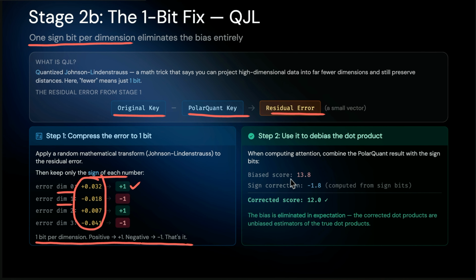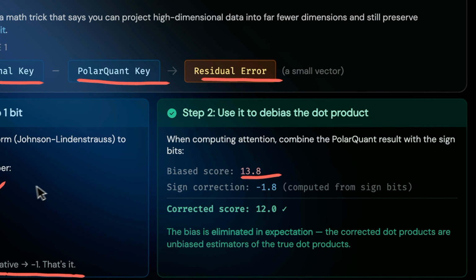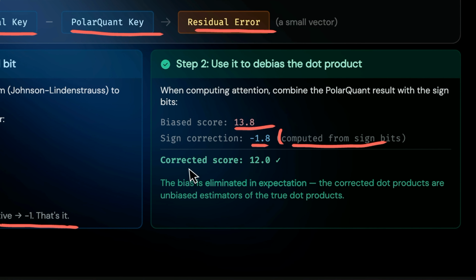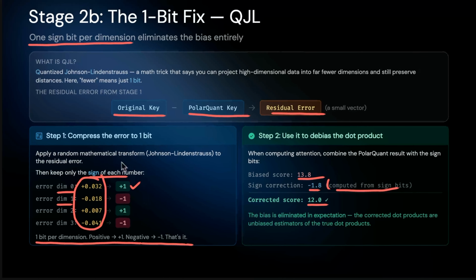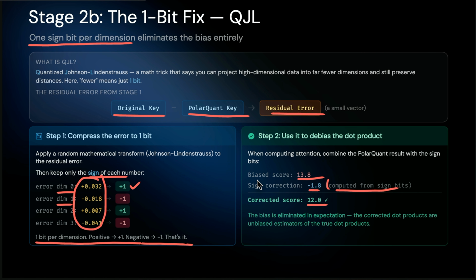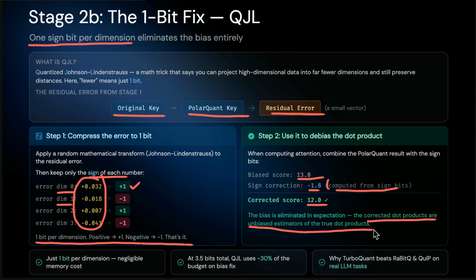So our bias score that we got is 13.8, and the sign correction is nothing but minus 1.8, right? How do we compute it? We compute it from the sign bits, right? Now the corrected score is 12.0. So just by storing one bit for every dimension, we are able to get the corrected score. So three important facts: in order to eliminate the bias that we saw earlier, you have to store one bit per dimension, which is of negligible cost. This is why we see such a huge improvement with TurboQuant.